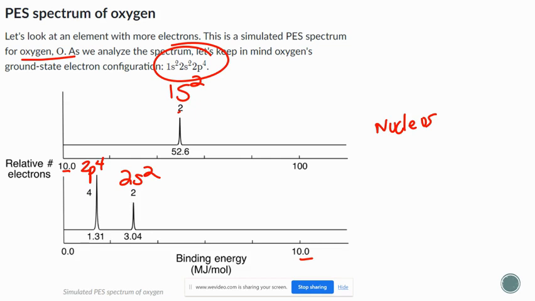I could add up my electrons too. 2, 4, 6, 8. Oxygen's atomic number is 8. So not too bad. I'm gonna go to you.